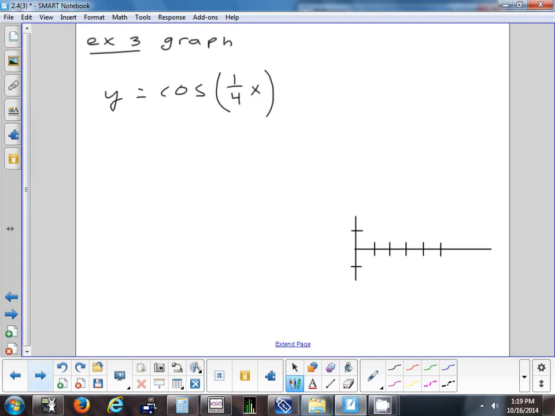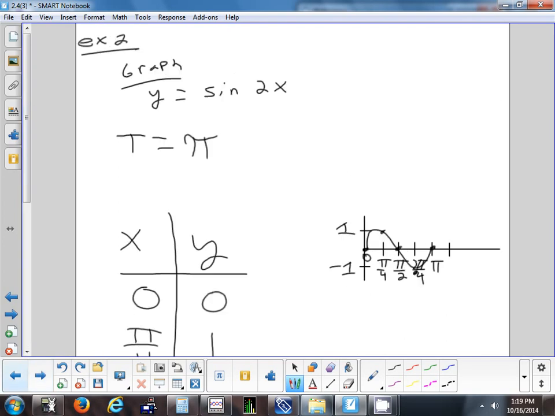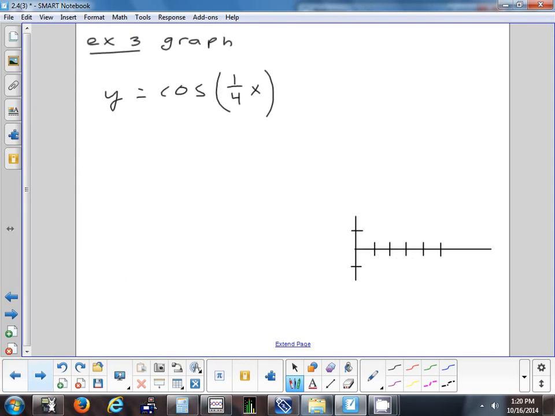All right, let's try one. Let's do cosine 1/4 x. First thing I'm going to need is my period, and again, I'm picking one. I think we already did the period when we had a 1/4 in front. What was the period when we had 1/4 in front? Eight, 8 pi. Yep. So there's our period. Now make your table.